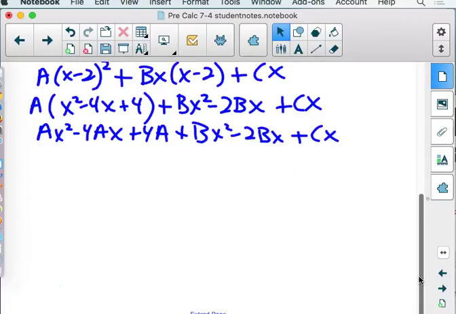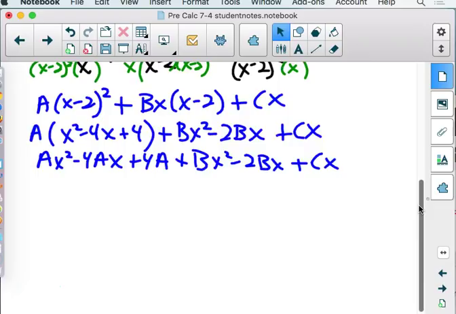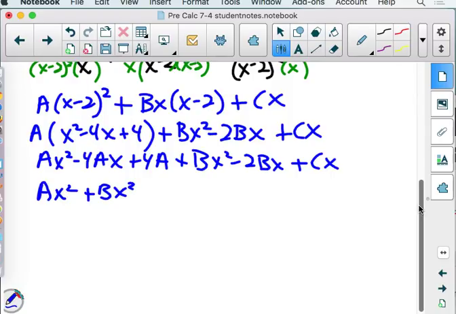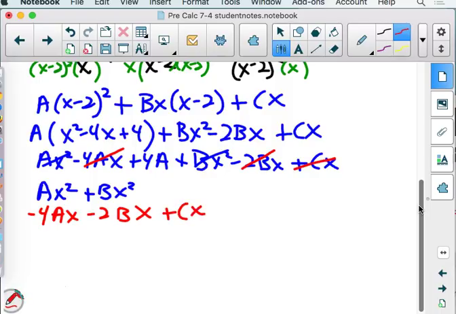So now is roundup time. Here's what we have to do. We have to round up all the squared terms. So I see that I have an Ax squared plus Bx squared. Then we have to round up all the x terms. So I have a negative 4Ax and a negative 2Bx. And then, oh, I forgot one, my Cx down there. There's all of those. And then we have to round up just our constants. So we've got the 4A. Now notice I'm trying to keep these lined up as A, B, and C in columns as I go through this.